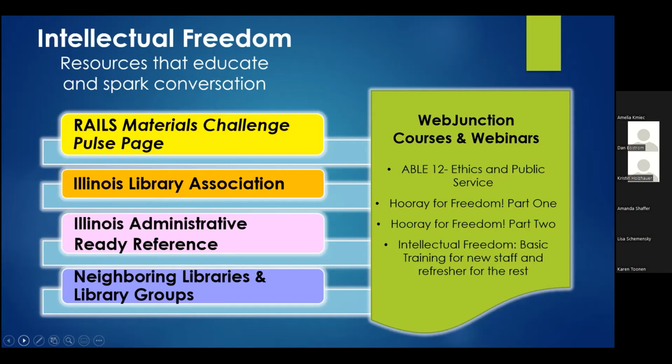Additionally, I want to remind everyone to network with your neighboring libraries and library groups for support. There is a wealth of support just in having your area libraries to work with. If you don't have a library group or a way to network with librarians, create one, be the leader of one. There's certainly strength in numbers when you work together.